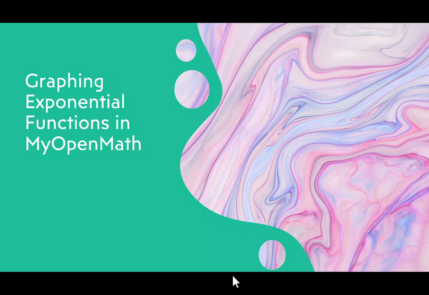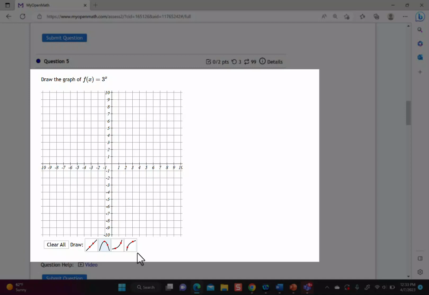Let's look at how we graph exponential functions in MyOpenMath. We need to start by picking the shape of the graph, and exponential looks like this curve. Then you need to put 2 points on the graph. So I'm going to say when I plug in 0, I would get 1, and when I plug in 1, I would get 3. Using the y-intercept and then putting in 1 is usually the easiest way to graph a simple b to the x kind of problem.